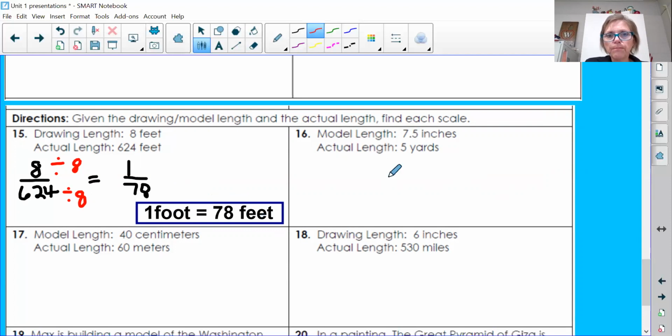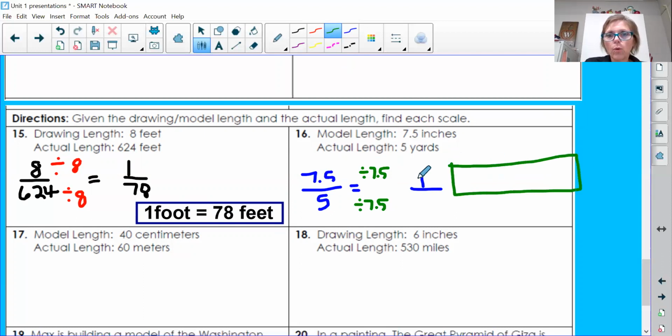Okay, now I'm gonna look at this one. 7.5, and I'm almost done, over 5 equals, okay, now I'm leaving some room. Again, how do you make 7.5 multiply or divide to get 1? We have to divide by itself. So divide by 7.5, divide by, this doesn't look right, it's not what we like, and then you get the answer. And then you write the scale. 1 inch equals so many yards.